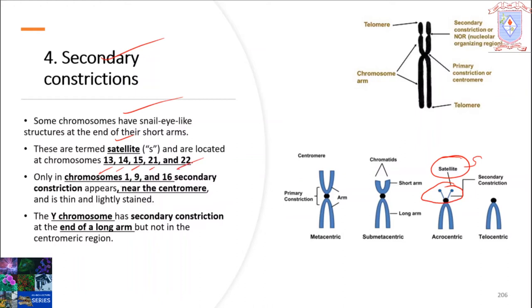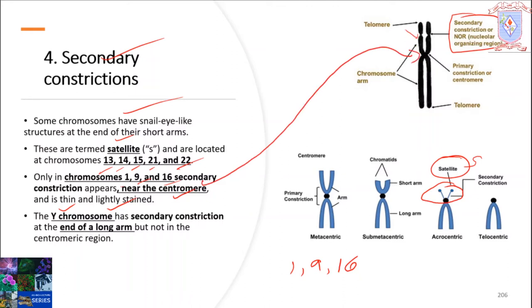Only in chromosome 1, 9, and 16, secondary constrictions appear near the centromere and it is very thin and lightly stained. So here you can see a secondary constriction, but it is located very near to the telomere region. But in the case of the 1st, 9th and 16th chromosomes, the secondary constriction is very near to the centromere.